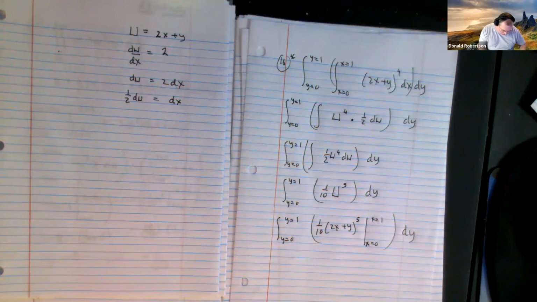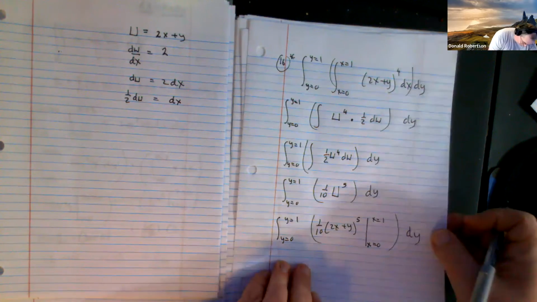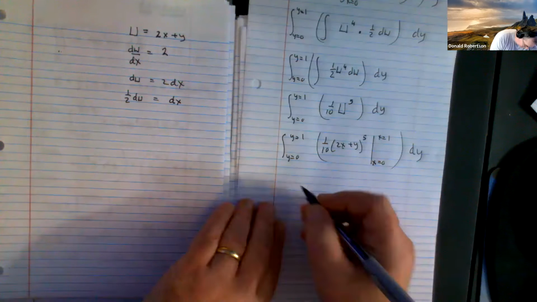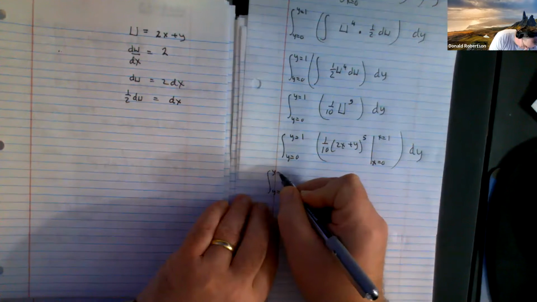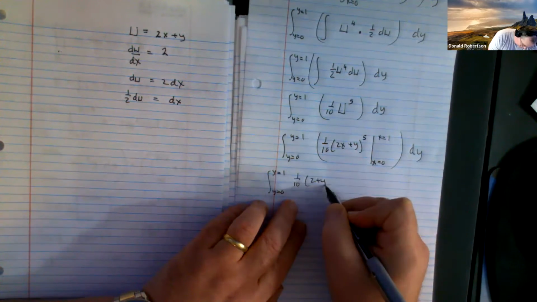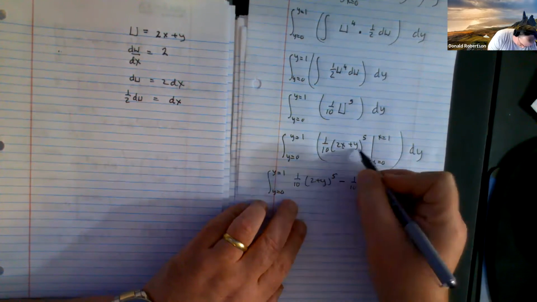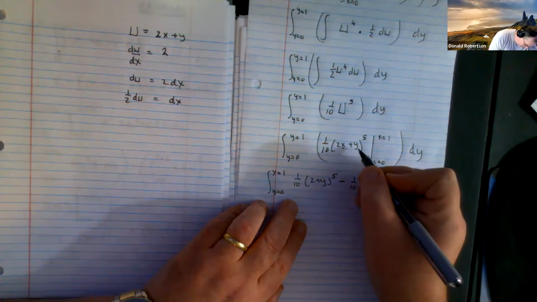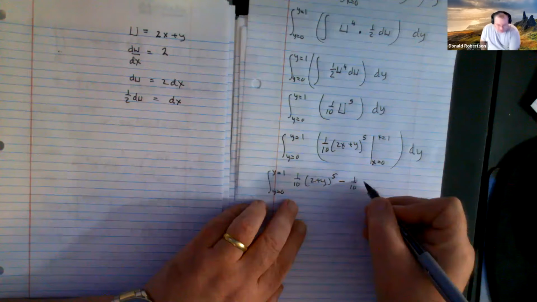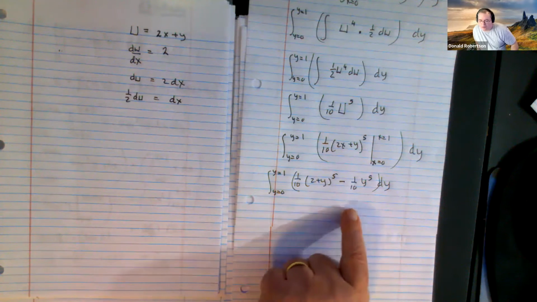Right. Now, what's going to happen now is simply just plug in x equals 1 and then x equals 0 in, and we'll see what we get. So it's going to be 1/10, 2 plus y to the power of 5, take away 1/10, well, 0 plus y is just y, times y to the 5, dy. You comfortable with that line? Replace the x with 1, take away, replace the x with 0. Now, that guy is doable now.